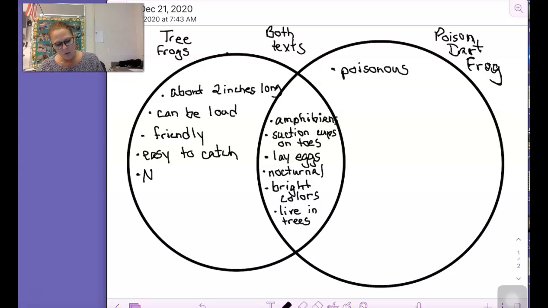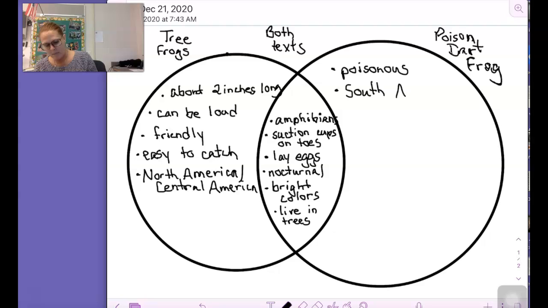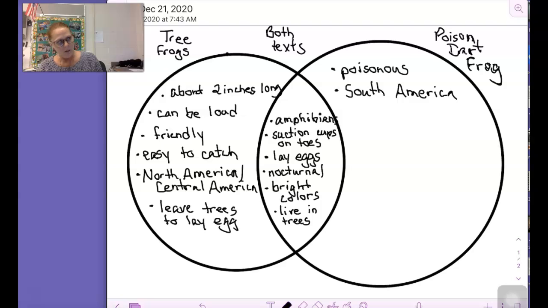They live in North America and Central America mostly. Poison dart frogs are mostly found in South America. Now, the tree frogs leave the tree to lay their eggs. So they leave the tree to lay the eggs, and then they leave them.